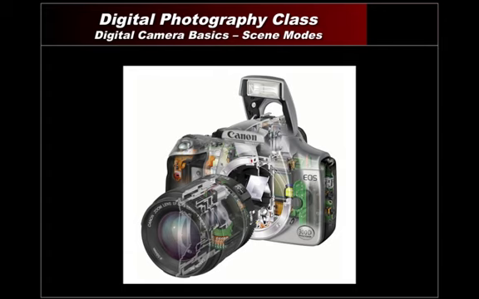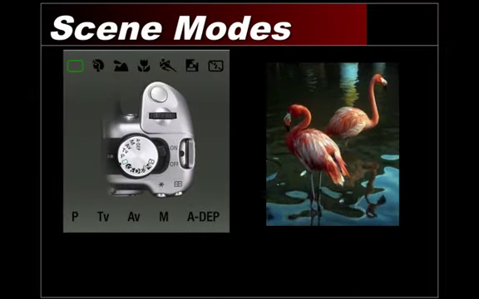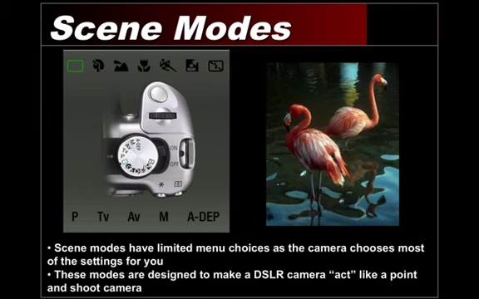In this session we're going to be looking at the scene modes in most cameras that you buy in the market today. Scene modes are those found on the dial, as you can see on the camera there, that quite often have an icon, or a letter which designates different functions that the camera can do for you. Scene modes have limited menu choices, as in a lot of those cases the camera chooses the settings for you. They're designed to make the digital SLR act more like a point and shoot type of camera. So let's look at some of these different functions.